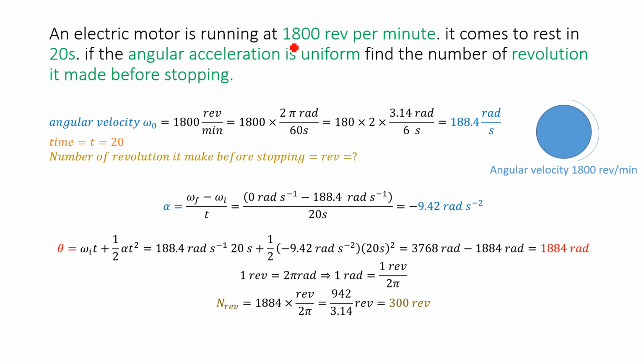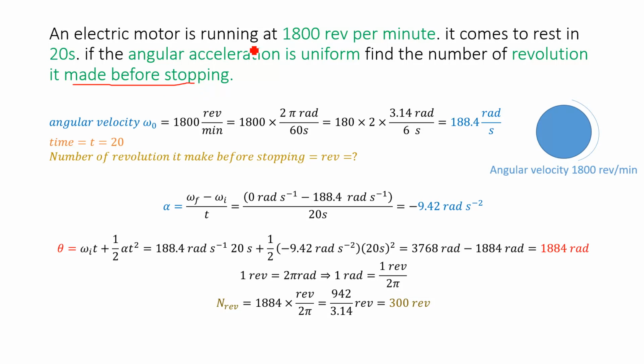Hello, today we are going to solve this numerical. An electric motor is running at 1800 revolutions per minute. It comes to rest in 20 seconds. If the angular acceleration is uniform, find the number of revolutions it made before stopping.